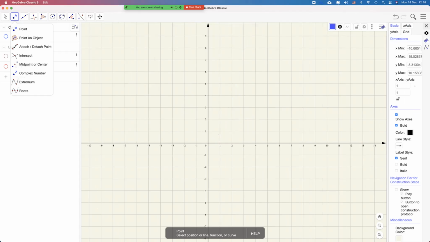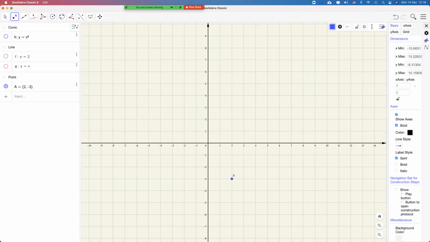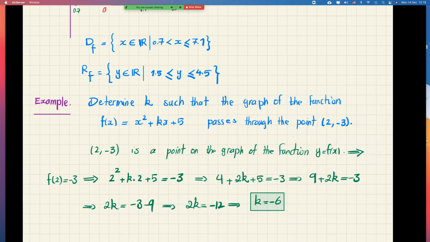2 and -3. So this is my point. Yes? And you see that here it is mentioned that A has coordinates 2 and -3. So do you remember what the function was? The function is x squared plus kx plus 5. But now I know that k is minus 6, so let me put minus 6 here. It becomes x squared minus 6x plus 5. Yes, x squared minus 6x plus 5.